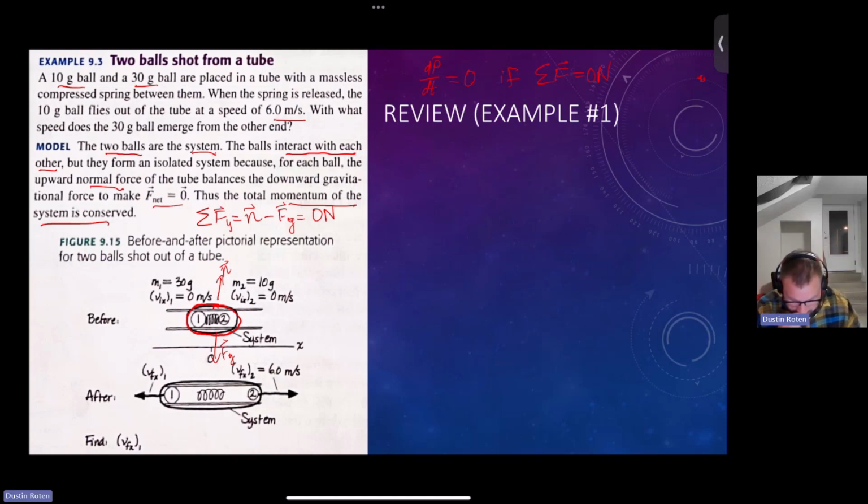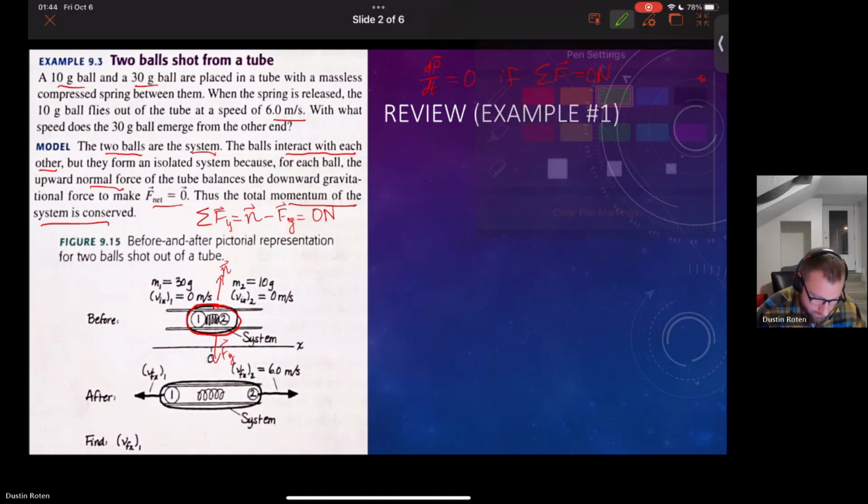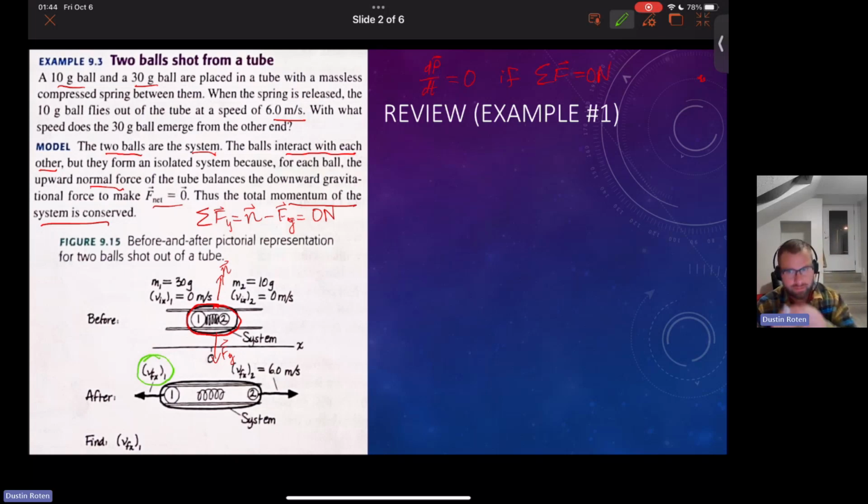All right, so let's run through the math here. Let's see, what are we trying to figure out again? Yes, what's the speed of the 30-gram ball after the spring is released and it sends both balls in two different directions?